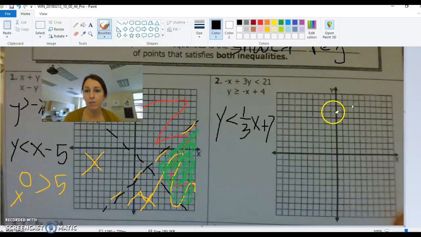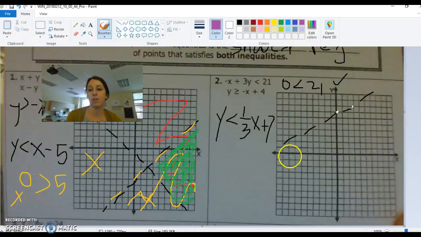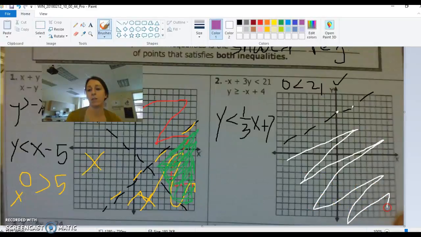Let's go to a different color? Weird. Now it's black again, but the dots are white. Dotted line. I don't know what's going on. Dotted line, test 0, 0. So is 0 less than 21, which it is. So in one of your colors, if you are using colors, 0, 0 works. So shade, well, this is weird because I just picked purple and now it's coloring in white. No idea what's going on.